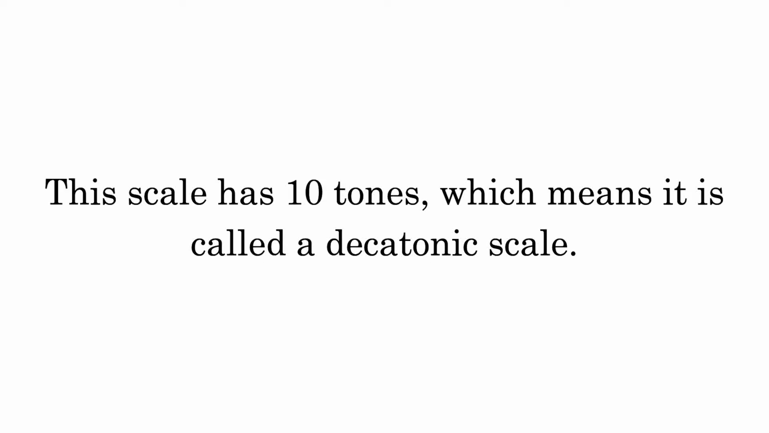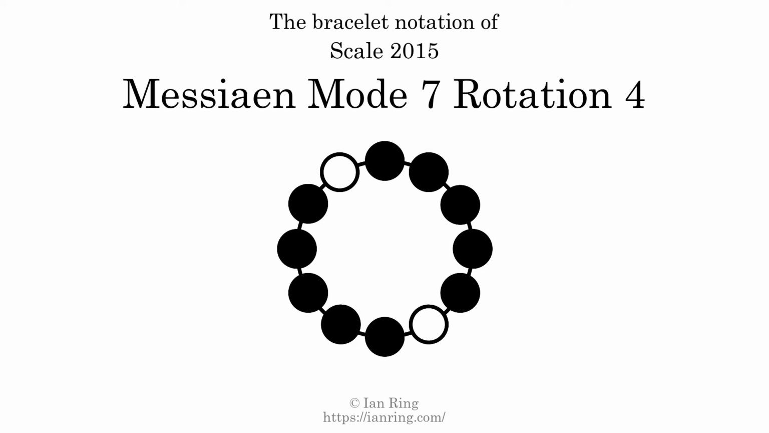This scale has 10 tones, which means it is called a decatonic scale. This is a bracelet notation diagram of scale 2015. The shaded circles represent tones that appear in the scale, and they are read clockwise, starting at the top.